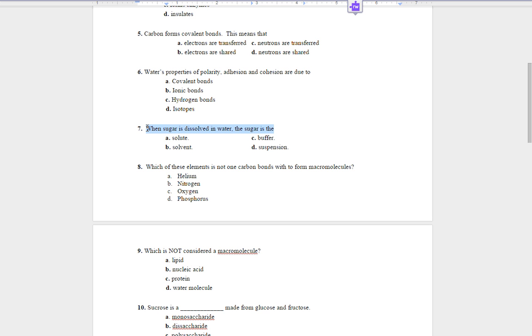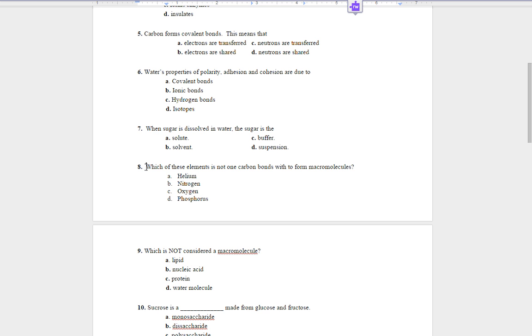When sugar is dissolved in water, the sugar is the solute, solvent, buffer, suspension. When sugar is dissolved in water, the sugar is the solute, solvent, buffer, suspension.